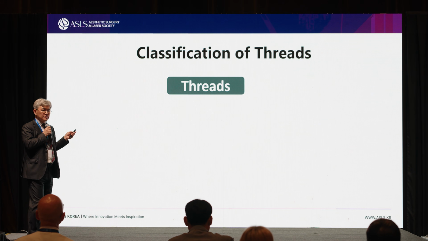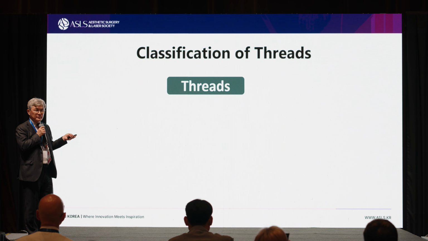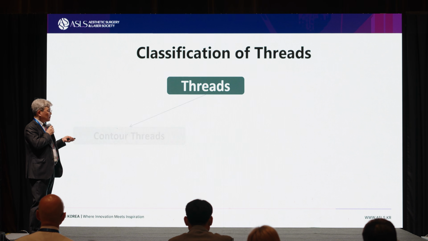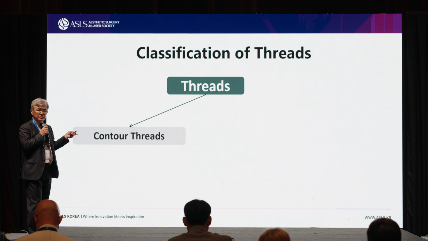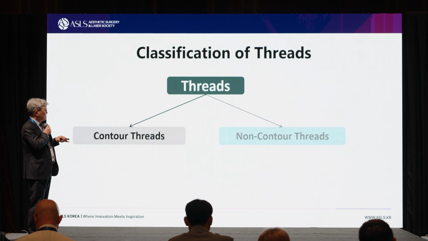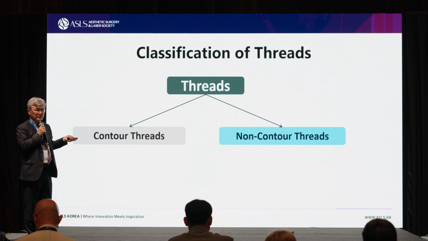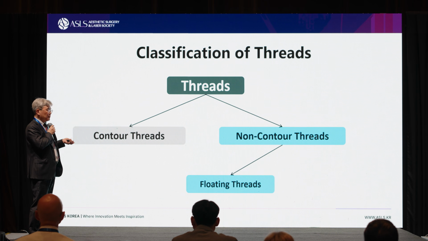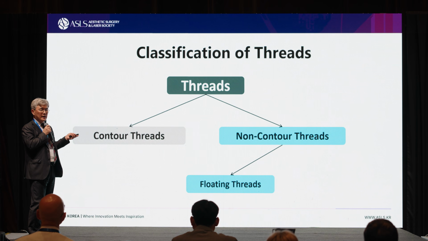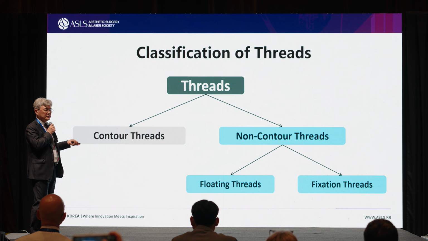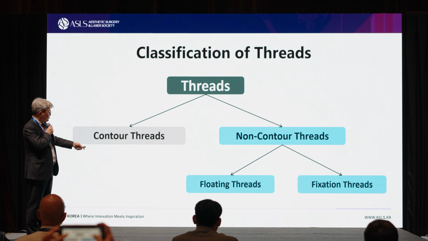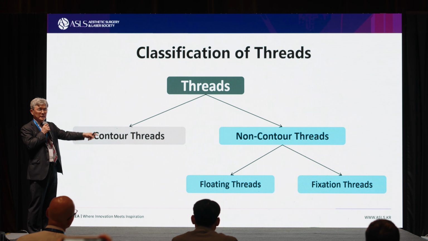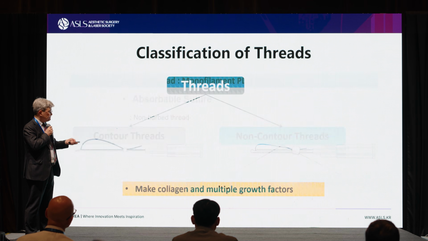And as you know, the thread can be divided into two types. The first one is the contour thread. Contour thread always uses the bidirectional cog thread. And the second is the non-contour PDO thread. Non-contour thread is also divided into two types. The first one is the floating thread, and the second is the fixation thread. I always use these two types, floating thread and fixation thread.